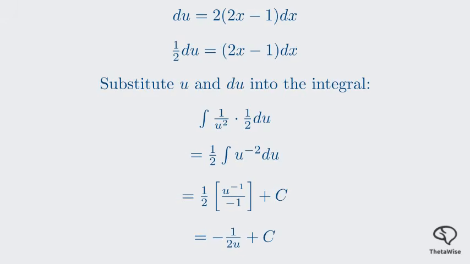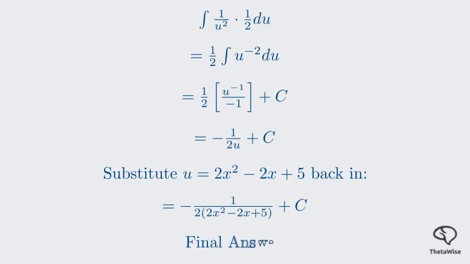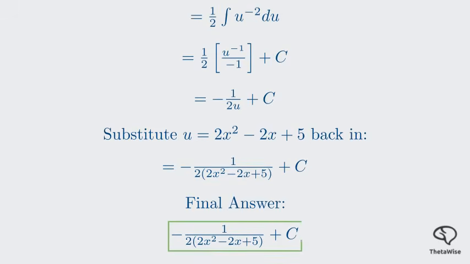We are not done yet. The final answer must be in terms of x, not u. We must substitute our original expression for u back into the answer. Recall that u equals 2x squared minus 2x plus 5. Substituting this back gives our final answer. The integral is negative 1 over 2 times the quantity 2x squared minus 2x plus 5, plus c. This result matches the memo exactly, confirming our u substitution method was correct.